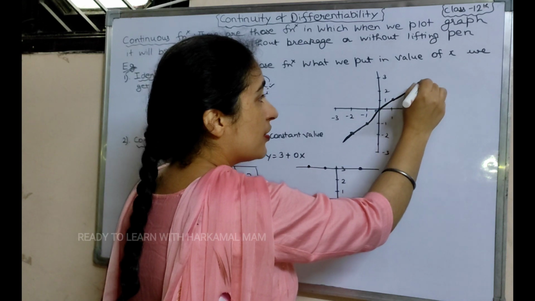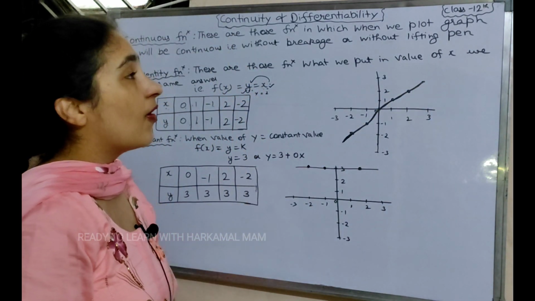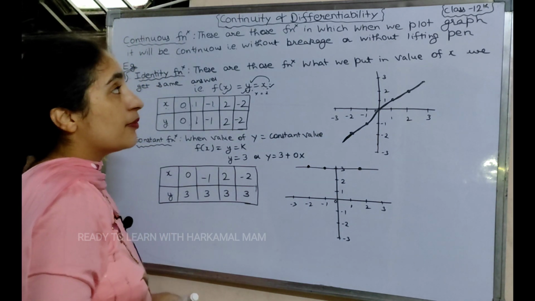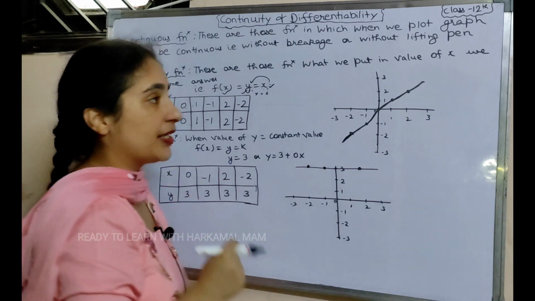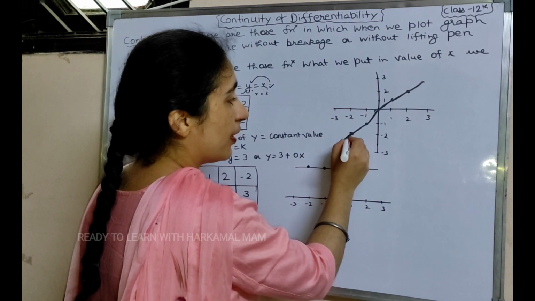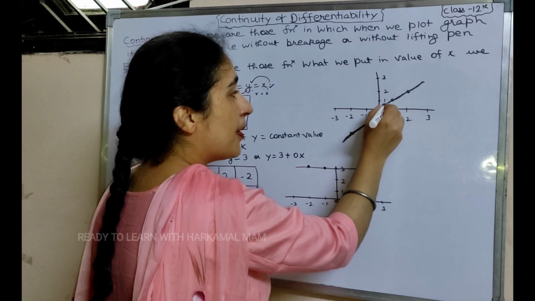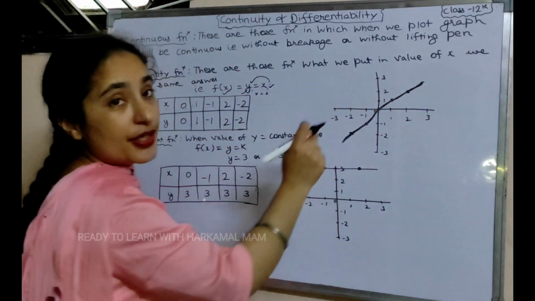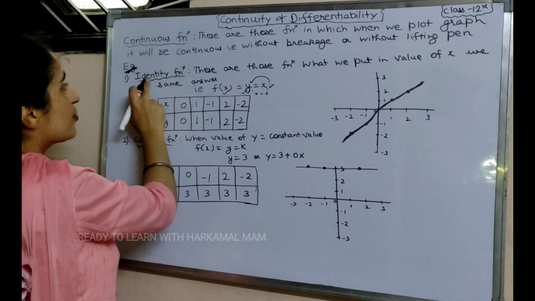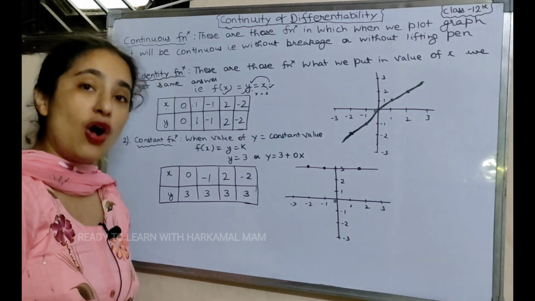It means there is continuity in the function. This is called a continuous function. It means it is continuous without any breakage. There is no breakage. I am joining the points without lifting my pen. This is called a continuous function. So the first example of a continuous function is the identity function. All identity functions are continuous.